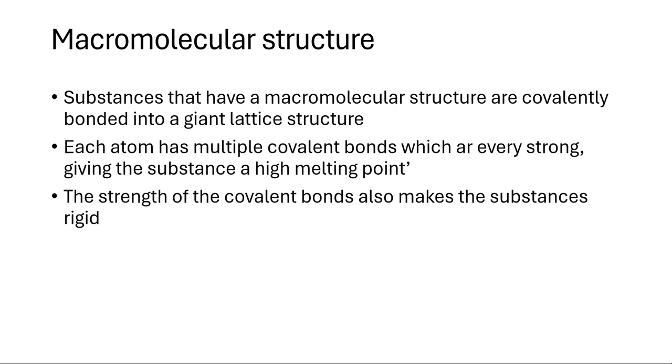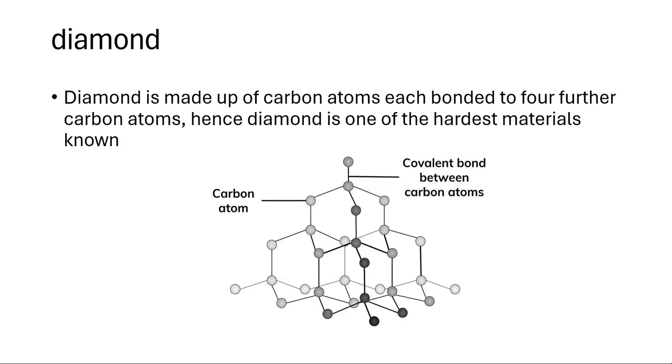Alright, so macromolecular structure. Substances that have a macromolecular structure are covalently bonded into a giant lattice structure. Each atom has multiple covalent bonds, which are very strong, giving the substance a high melting point. The strength of the covalent bonds also makes the substance rigid. For example, diamond. Diamond is made up of carbon atoms, each bonded to four other carbon atoms. Hence, diamond is one of the hardest materials known.